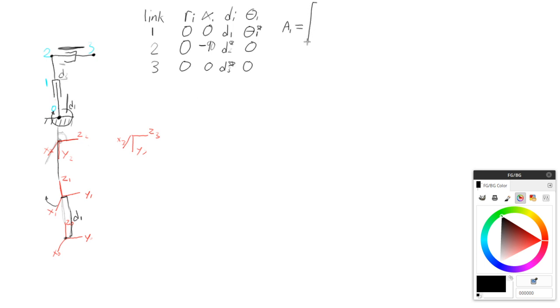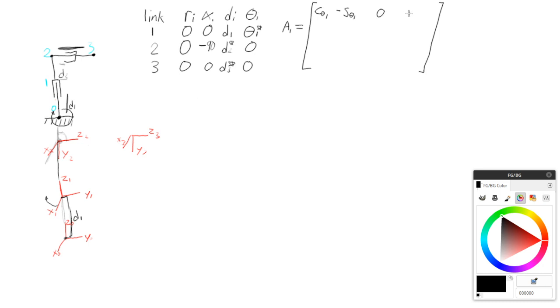and that's just the big 4x4 here. The first thing is the cosine of theta i. In this case we've got theta 1, so we're just going to have cosine theta 1. Then we've got the negative sine theta 1 times cosine alpha 1, in which case cosine of 0 is a 1. That means we're just left with negative sine theta 1. And then we have the sine of theta 1 times the sine of alpha 1. The sine of 0 is a 0, so this whole term goes to 0.